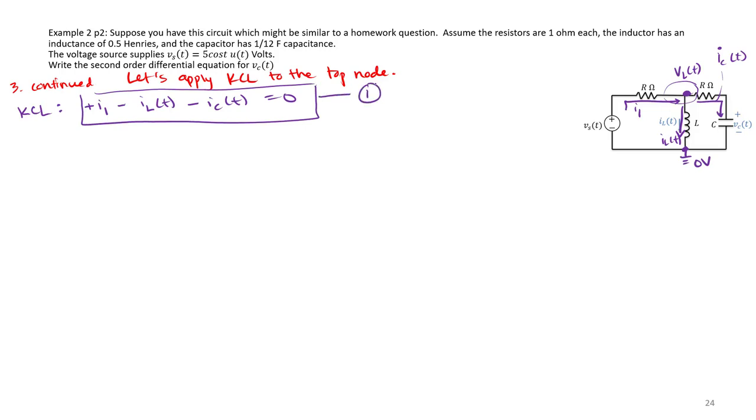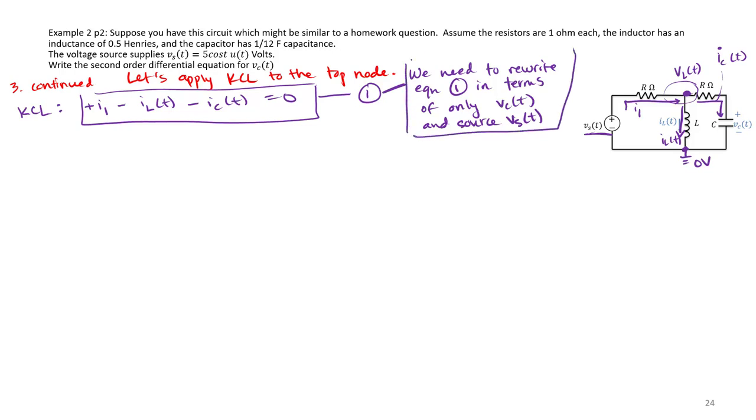I'm going to call this equation 1. We need to rewrite this equation in terms of only our capacitor voltage Vc of t and our source Vs of t. So if I want my second order differential equation, I need to rewrite this equation so that I'm only in terms of capacitor voltage and source voltage.